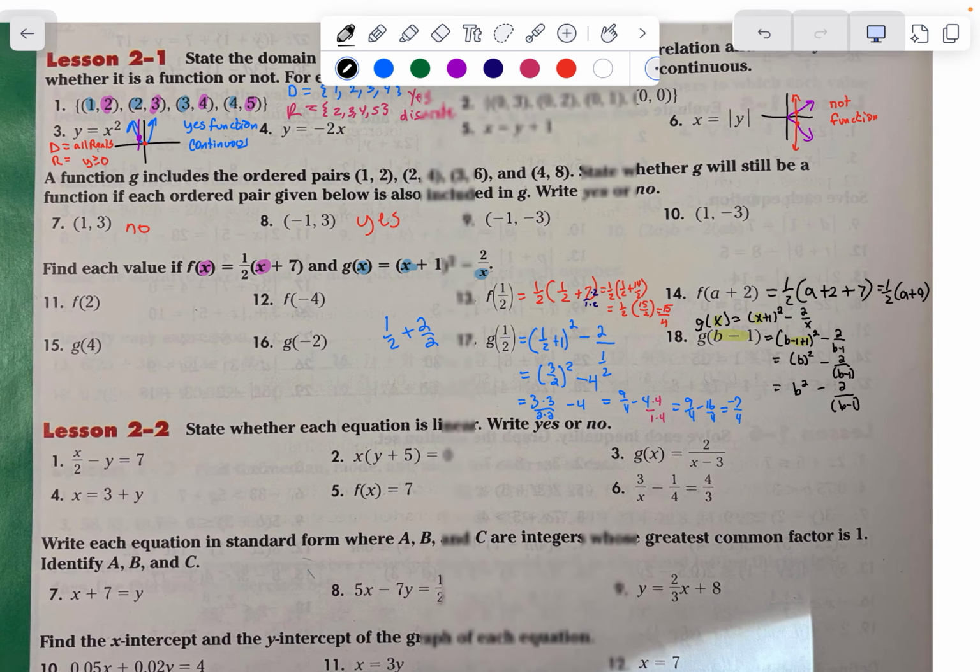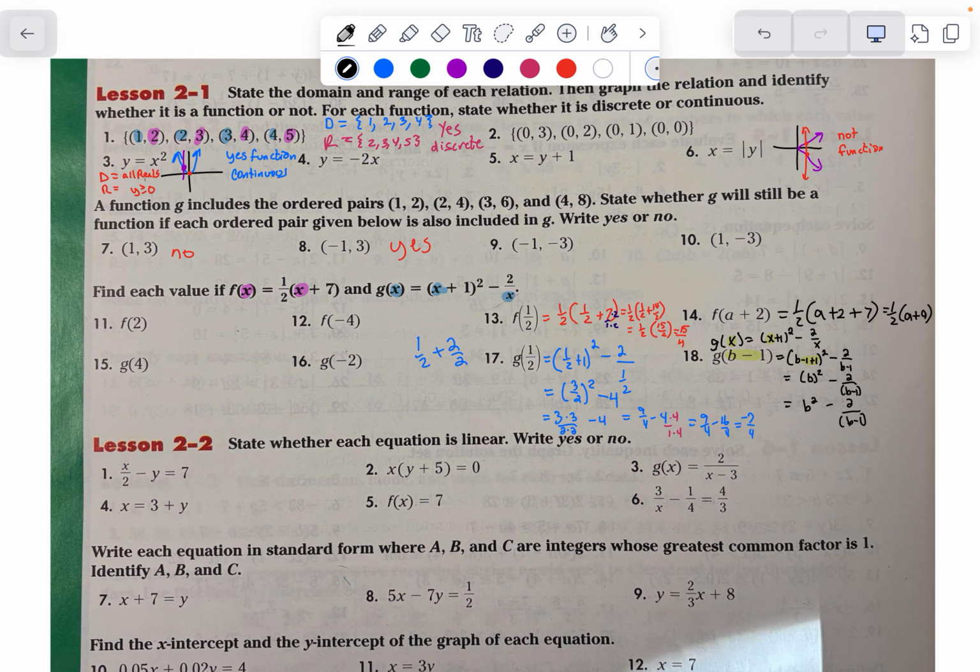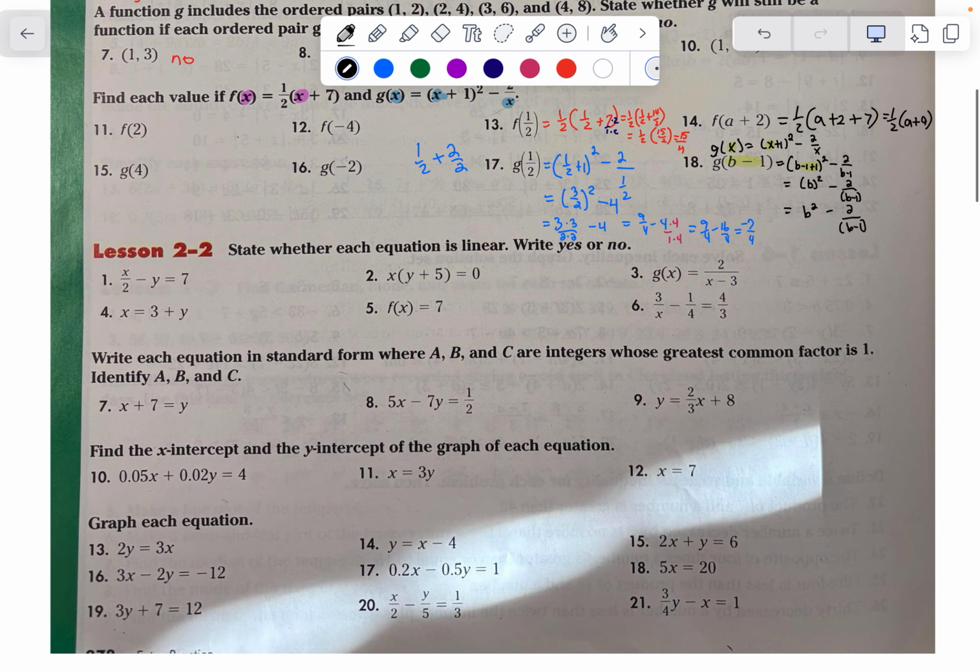So everybody good with the 2-1 section? We did about half of that, okay? And I believe it's marked, check the due date, but it's not due today because I didn't know how long it was going to take. Let's check. Yeah, it's due tomorrow at midnight. Okay, so that is 2-1. Now let's talk about 2-2. Now 2-2 is about those linear functions.